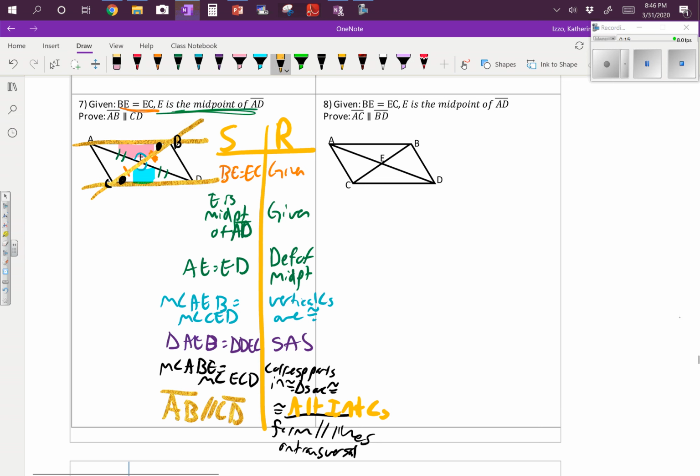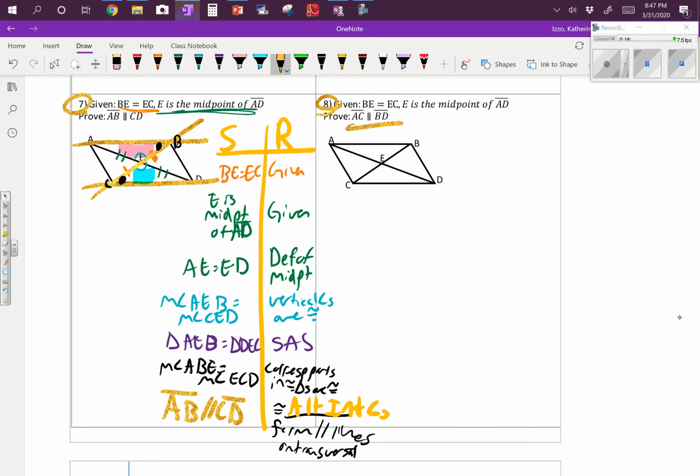Before we move on, I want to talk about the difference between number 7 and number 8. Let's take a good look. Is the picture any different? I've got A, B, C, D, and E. So the picture should be exactly the same. Is the given any different? The proof statement is what's different. They want me to prove these two sides are the same. So I would not be able to use the pink and the blue triangles. I would then have to use the other two triangles.